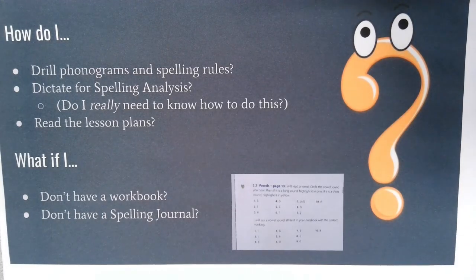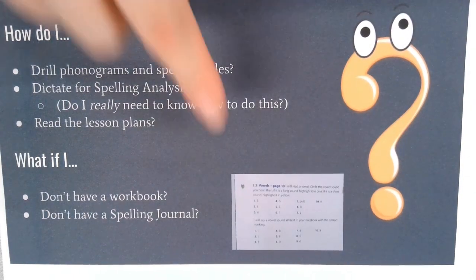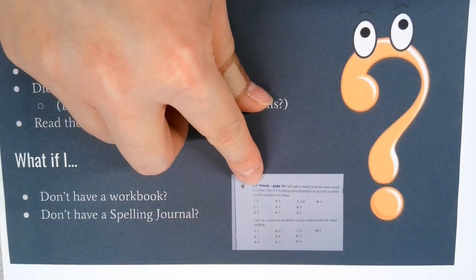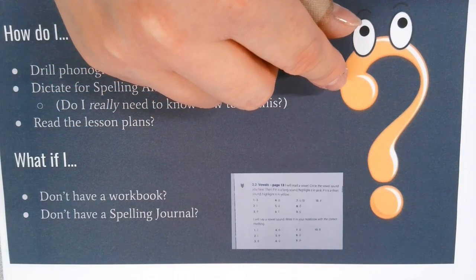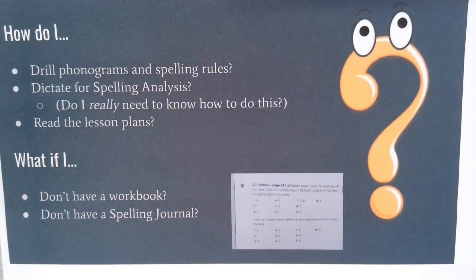You can just read in your manual what they're wanting them to do. Like, this is from the manual. It says, I'll read a vowel and circle the vowel sound that you hear. So you could certainly read it and just have them write something on a whiteboard. You can practice that other ways.